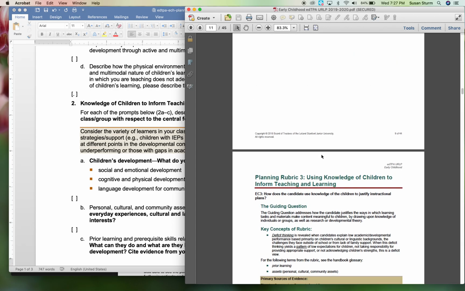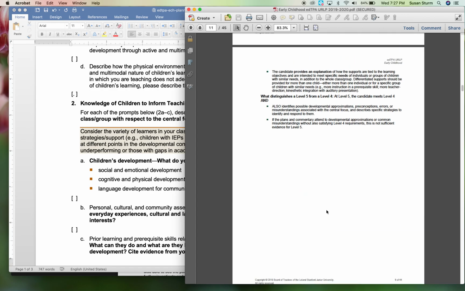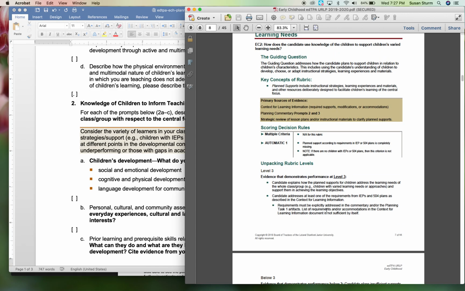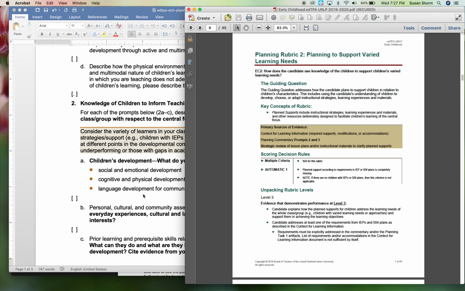So rubric 3 is your knowledge of children to inform teaching and learning. How do you use knowledge of the children to justify your instructional plans? So I think this one is helpful to go through all of 2 and 3 and see what they're asking, and then come back to the rubric and see what they're scoring you specifically on.